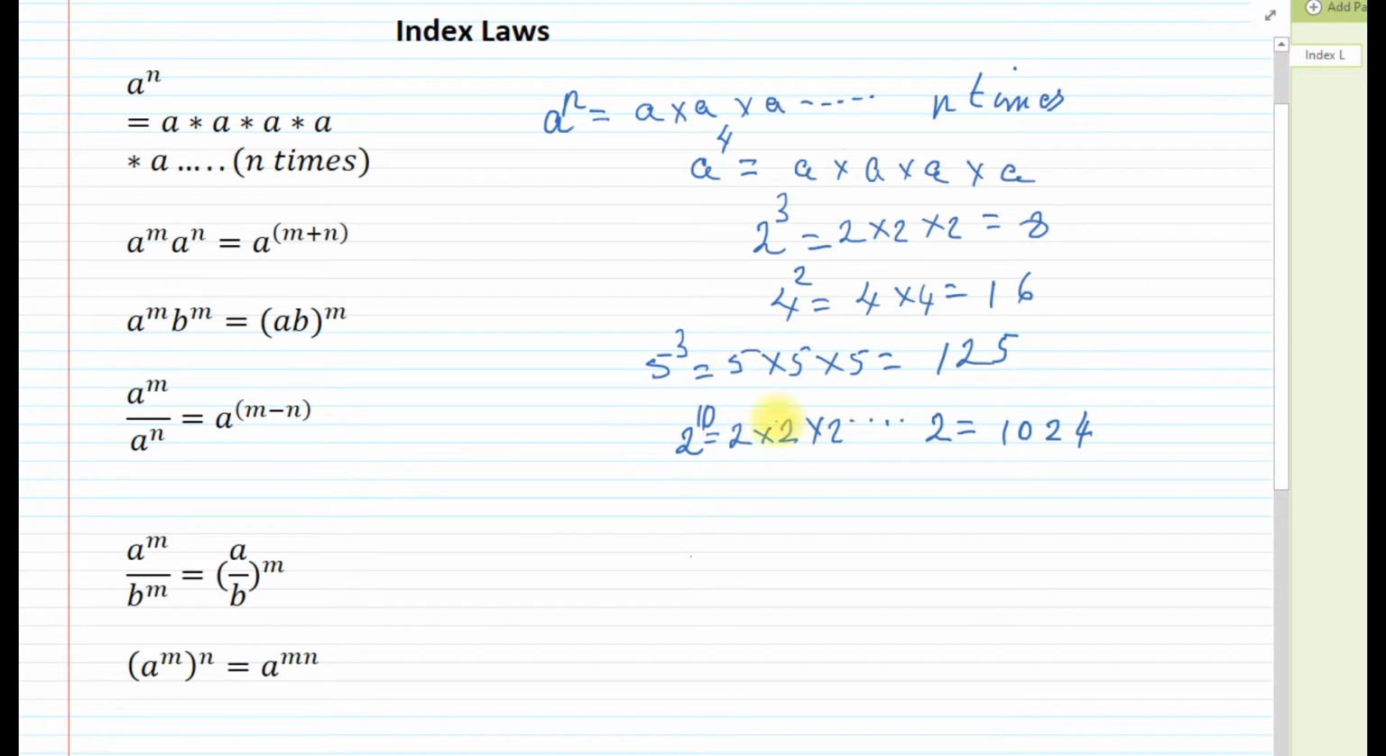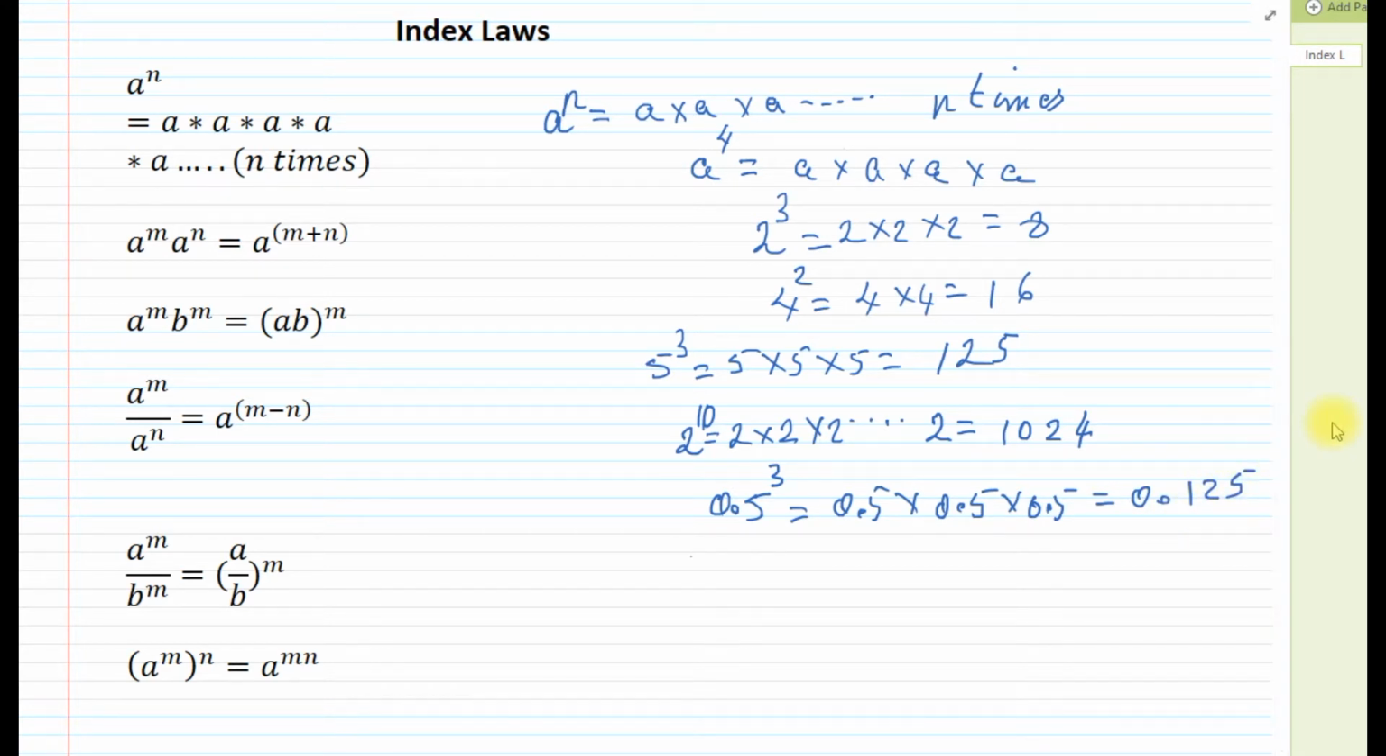So when something has got 4K memory, it's 4 times 1024. And this does not always have to be an integer. We could have a fraction, say 0.5 to the power 3, which means 0.5 times 0.5 times 0.5, which will be 0.125. So basically, this is the meaning of what something to the power of something means, like a to the power n, 4 to the power 3, etc.